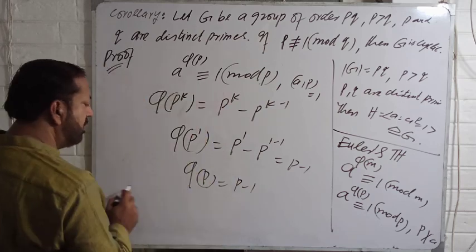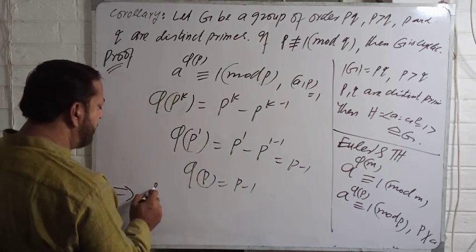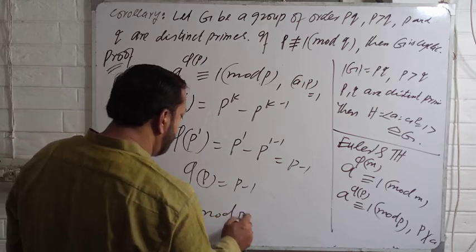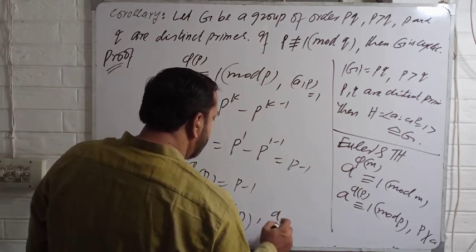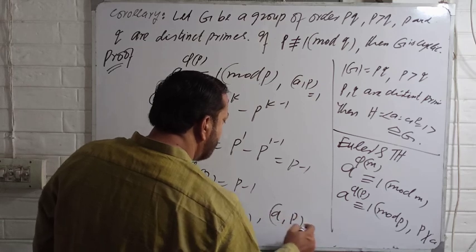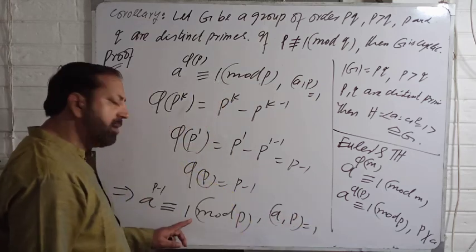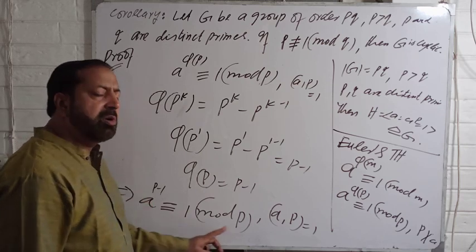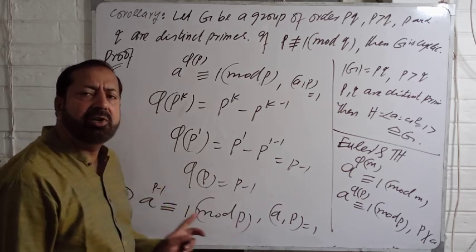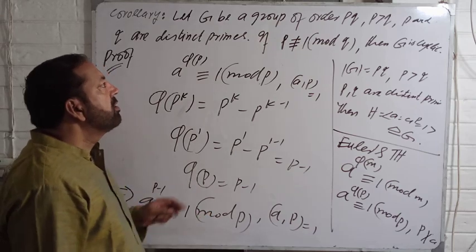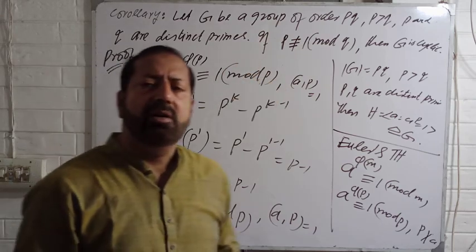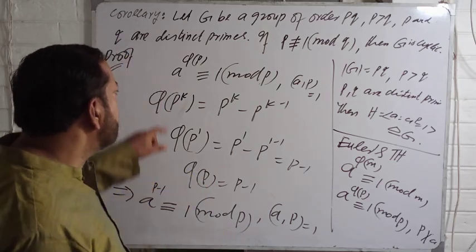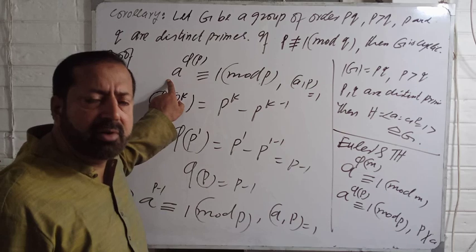So putting it here, you will get that A power P minus 1 is congruent to 1 modulo P, when A and P are relatively prime. If you multiply both sides by A, you get A power P congruent to A modulo P. This is also called Fermat's little theorem. Because I want to use a little bit of number theory in the proof of this very important result, that's why I want to teach you a little number theory.